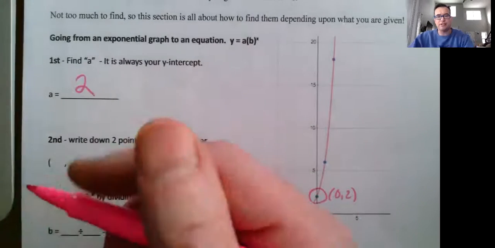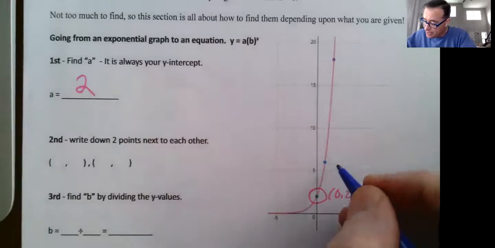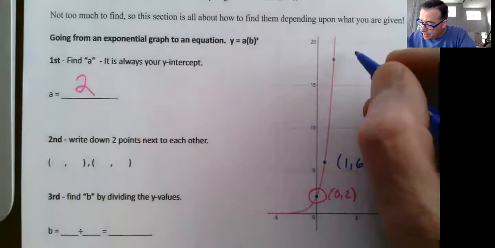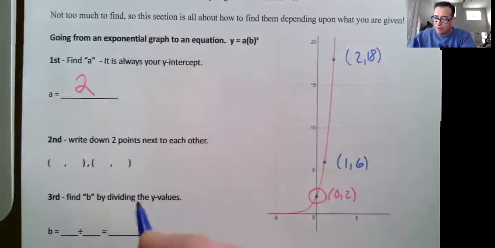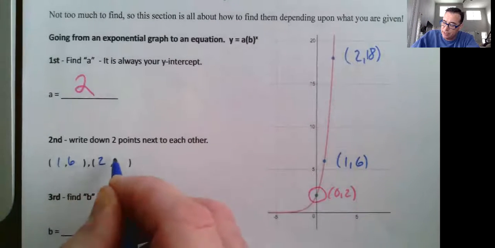Now I'm going to get 2 points that are next to each other. You could totally use (0, 2) if you'd like to, but generally they give you a few more. In this case, this one is going to give you (1, 6), and here I have (2, 18). I'm going to write those down just so we have them here: (1, 6) and (2, 18).